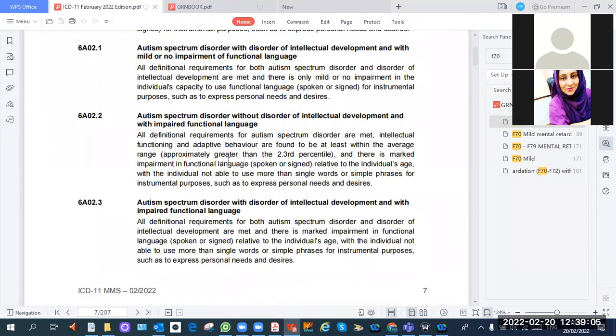Then the next is autism spectrum disorder without disorder of intellectual development and with impaired functional language. So without disorder of intellectual development, the person may be genius, but there could be some impaired functional language, or some delay in language. It is said about one of the great scientists who made many achievements that he started speaking at about 7 years of age, but he was very intelligent. If that is true, then he will come under this category.